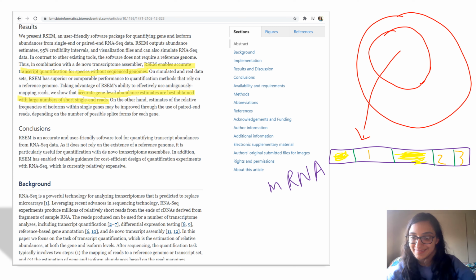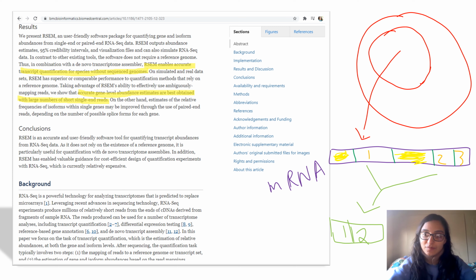So for our processed RNAs, we could take 1 and 2 together, and that could be our final product, 1 and 2. Or we could have 1, 2, 3. Maybe 3 does not get included, or maybe there's another splice site in between them. You can pretend there's another splice site. So I'll just list it out like this: we could have 1, 2, we could have exons together.